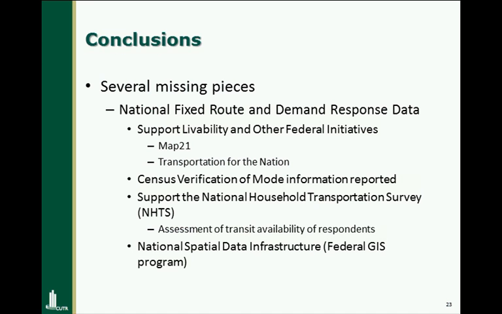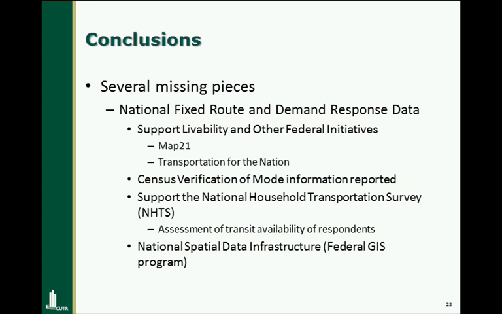Also, the Census, as they capture information in the American Community Survey, asks questions about mode choice of people participating in the surveys, and they use information to verify the mode information that was reported. A national GTFS data record can verify these mode choices, so they could confirm that this person is articulating a choice that is actually available. This would be one of the first steps for them to verify that information.